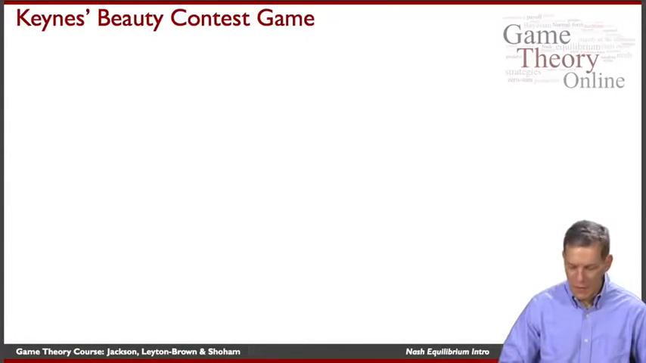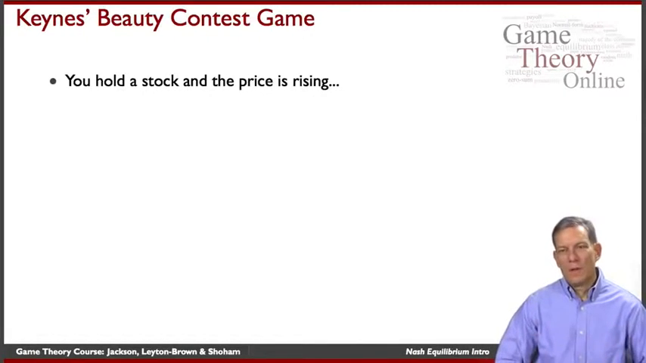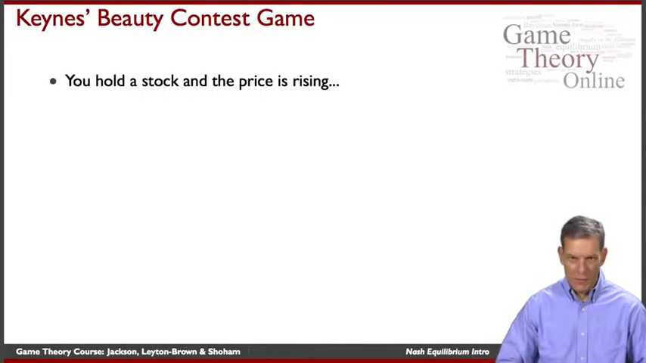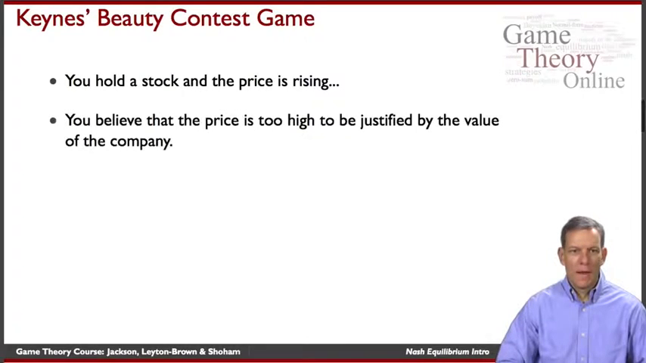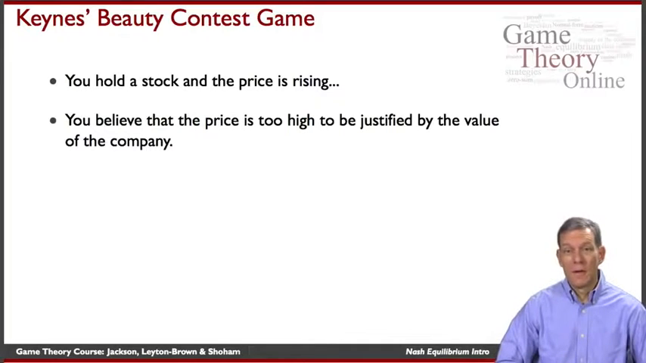So let's think of a basic situation that you might be interested in. And this was one that Keynes described in some detail. So the idea was you have a stock, you're holding on to it, and the stock price is rising. That's great. You're an investor. You're trying to make profits off of your stock holdings. And you begin to believe that maybe the stock is too high to be justified by the value of the company. So you're thinking that it's possible that this stock is overvalued. Maybe there's a bubble in the market, and you're starting to think about selling.